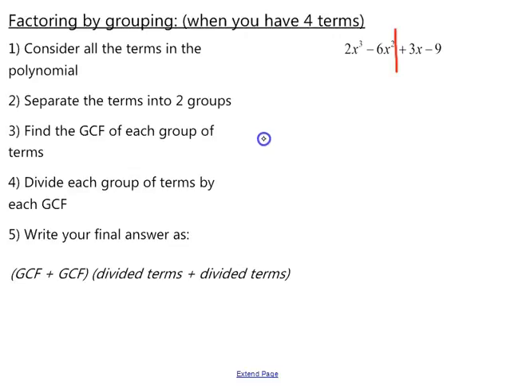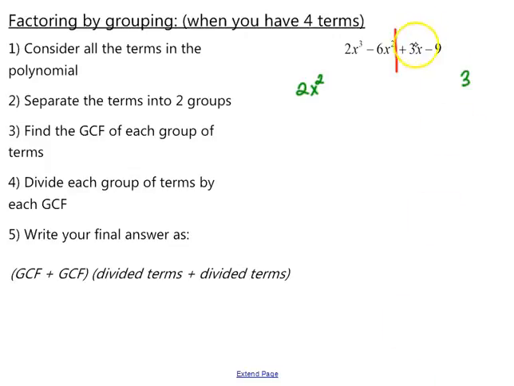Next, we want to find the GCF of each group of terms. So in the first group, we want to find the GCF. 2 and 6 have a GCF of 2. X cubed and x squared have a GCF of x squared. Over here, 3 and 9 have a GCF of 3, and then 3 has an x term, but this one doesn't, so our GCF is just 3.